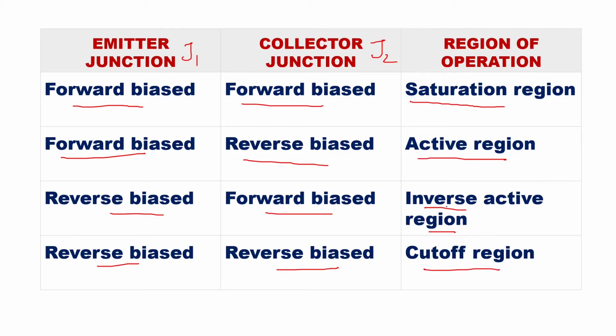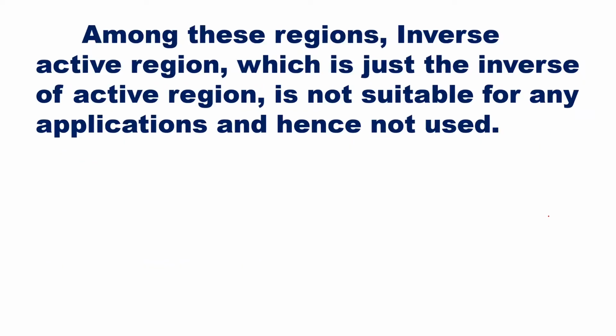Out of this, the active region is used when you use the transistor for an amplifier application, and saturation and cutoff are used when you use the transistor as a switch, because in saturation it will be an on switch or closed switch, and in the cutoff region it will be an off or open switch. Among these regions, as I have told you earlier, the inverse active region, which is just the inverse of the active region, is not suitable for any application and hence it is not used.